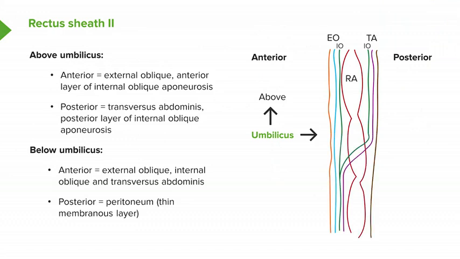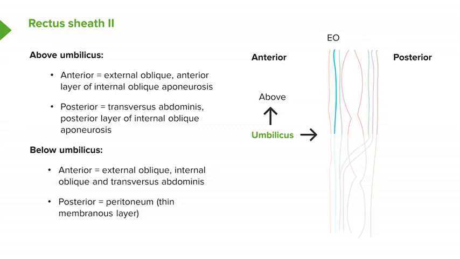In purple here, we can see transverse abdominis. And this is above the umbilicus. And then most posteriorly again, we can see transversalis fascia here in black, which is then the peritoneum. So importantly, above the umbilicus, we can see we've got external oblique, anterior layer of internal oblique, rectus abdominis. We've got the posterior layer of internal oblique, and then we've got the transversus abdominis, and then transversalis fascia.